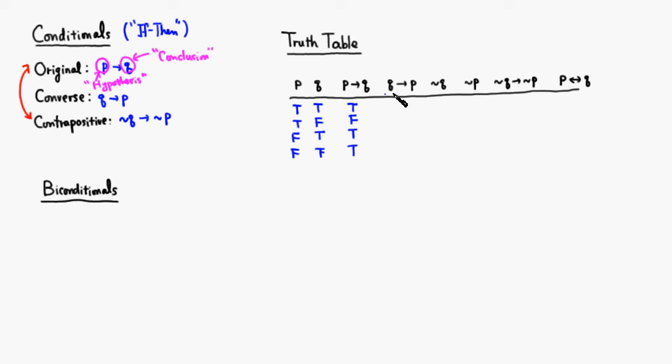All right, so let's look at the converse. True implies true, so that's a true implication. False implies true is a true implication. True implies false is a false implication. And false implies false is a true implication. So you can see that these two have different truth values, therefore they're not logically equivalent.